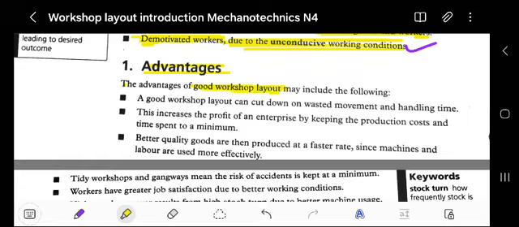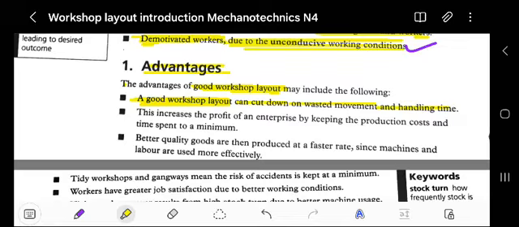It may include the following. Where is the point? A good workshop layout or workshop plan. Plan and layout, it's one and the same thing, guys. There's a relationship between those two. So a good workshop layout can cut down on wasted movement and handling time. It can also save time.